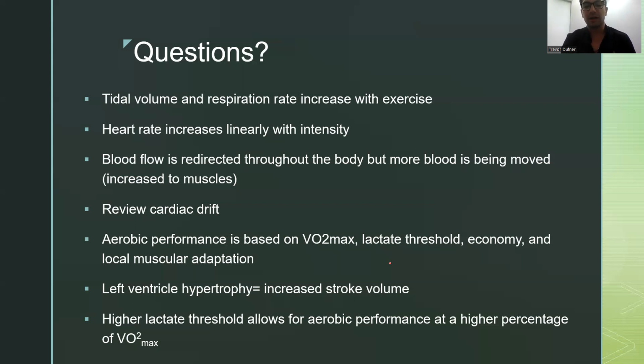And the higher lactate threshold allows for aerobic performance at a higher percentage of VO2 max. Remember, if your lactate threshold is higher, that means you can maintain a higher pace throughout the race without going over your lactate threshold. And if you're maintaining a higher pace, that means you're running faster and your times are going to be quicker. But that pretty much sums up the end of this lecture.